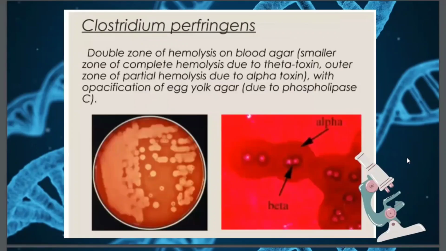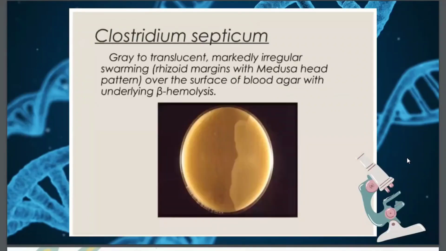Next is Clostridium perfringens, with a double zone of hemolysis on blood agar: a smaller zone of complete hemolysis due to the theta toxin, and an outer zone of partial hemolysis due to the alpha toxin, with opacification of egg yolk agar due to the phospholipase. Next is Clostridium septicum, gray to translucent, markedly irregular swarming over the surface of blood agar with underlying beta hemolysis.